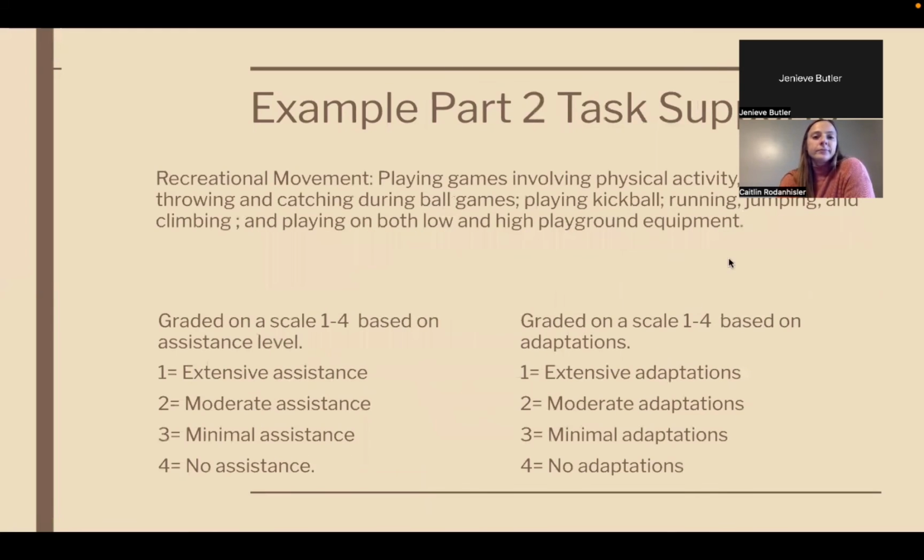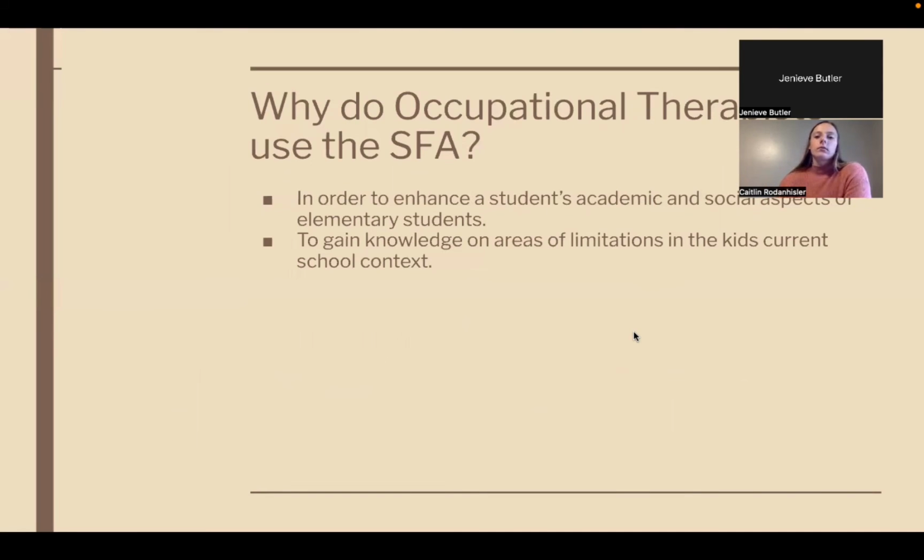An example of task support is recreational movement. That's playing games involving a physical activity. This includes throwing, catching a ball, kickball, running, jumping, things of that sort. This is graded on a scale of 1 to 4 based on the assistance level and also based on the adaptations. Why do occupational therapists use the SFA? They use it in order to enhance the academic and social aspects of elementary students, and they also use it to gain knowledge of areas of limitation in the kids' current school context.